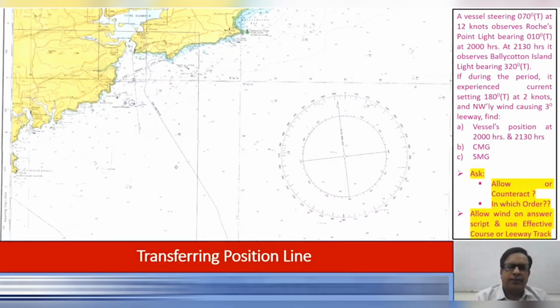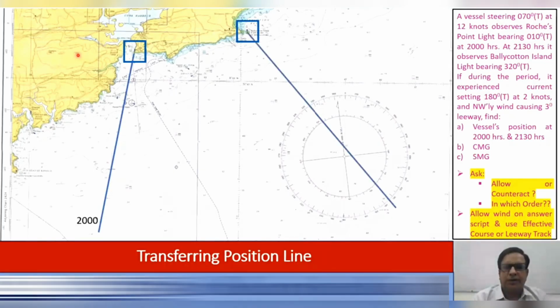Wind, as explained earlier, can be allowed for on the answer sheet. So as seen when we had the wind problem earlier, we got an effective track of 073 degrees true. So in this case also, when you allow for the northwesterly wind, the leeway track shall automatically be 073 degrees true. So we get going with the plotting, identify the landmarks, draw the PL at 2000 hours, draw the PL at 2130 hours. Take any point on the first PL, that is A.